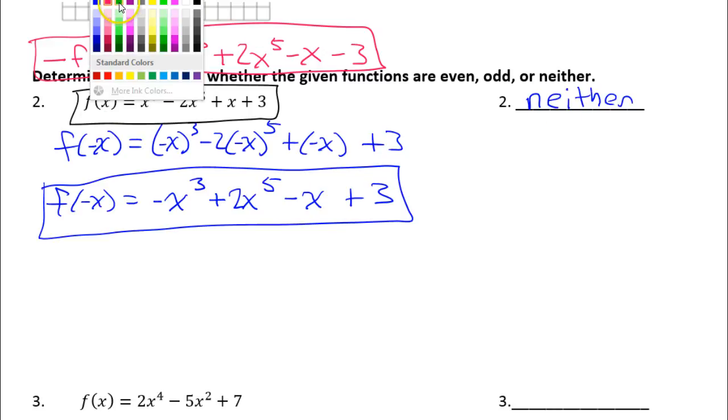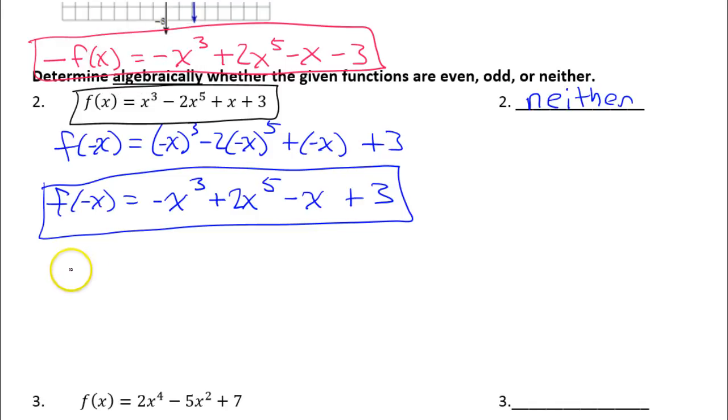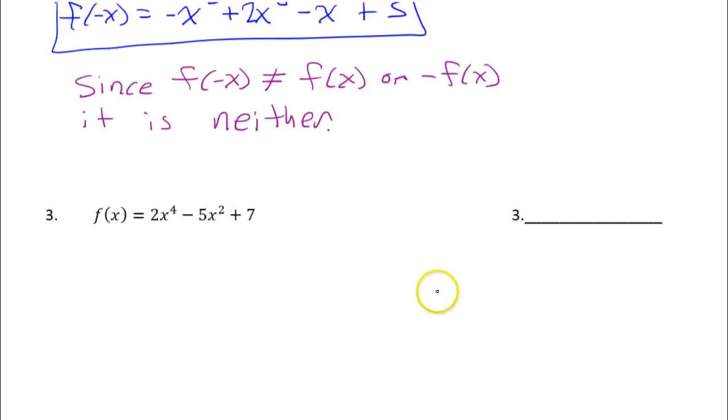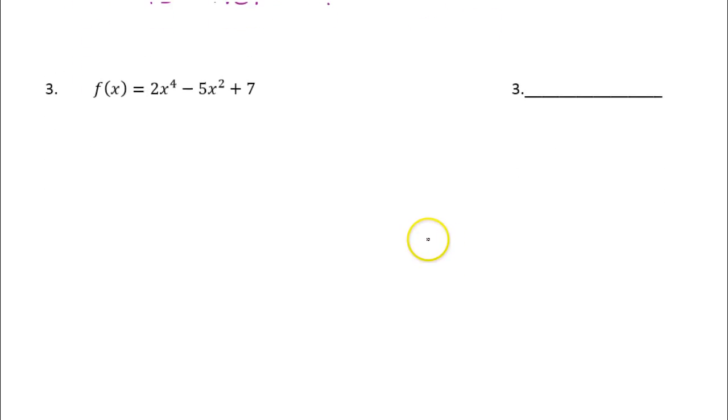So in a summary statement, which is mandatory, you would write: since f of negative x does not equal f of x or negative f of x, it is neither. All right, so that's how you prove algebraically. Hey, let's look at another example as we do number 3.